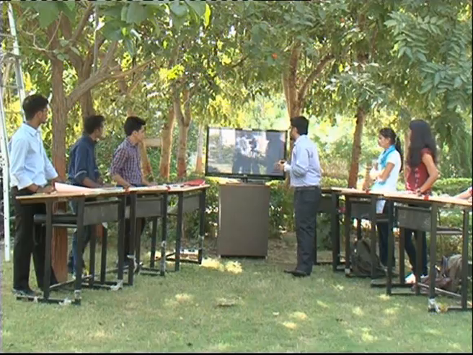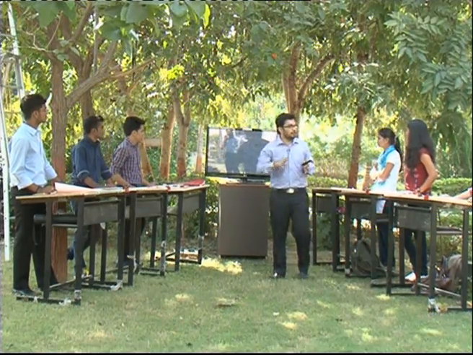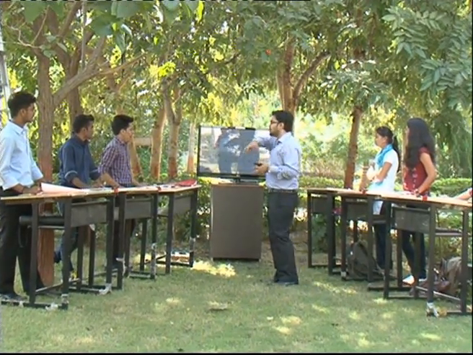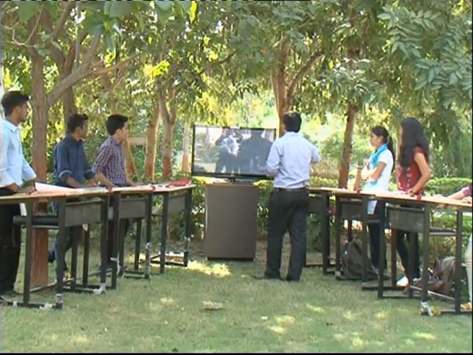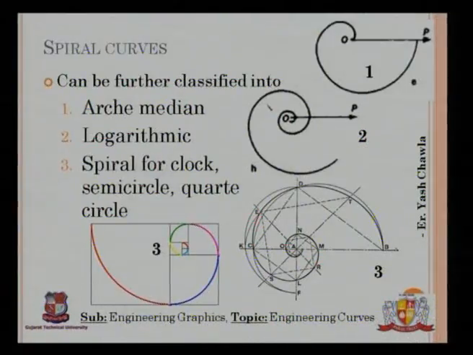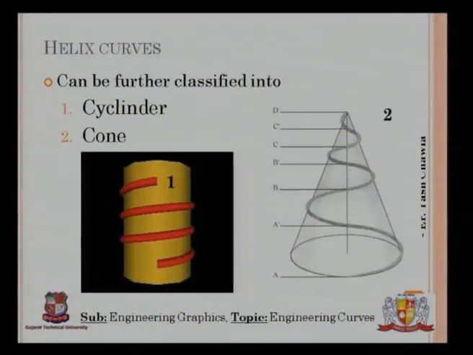Now coming to spiral curves, we all know what is a spiral. We have seen that chakri, the firecracker. So it is something similar. We have different types of spiral curves. We have Archimedean spiral, then we have logarithmic spiral, we have spiral for clock, semicircle, quad, etc., etc. Okay. Now helix, what is a helix?